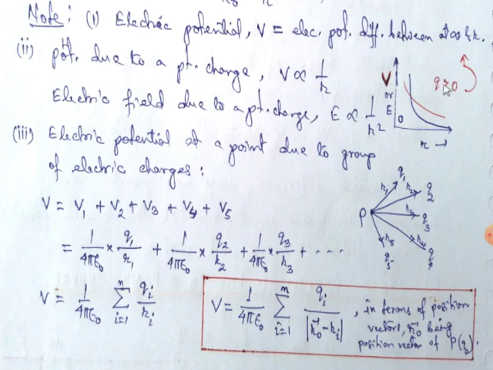If you draw like this, this is for the positive charge. If q is positive, that is q greater than zero, then the electric potential or electric field versus distance graph will be in this way. Got it? Yes. Now, next point.